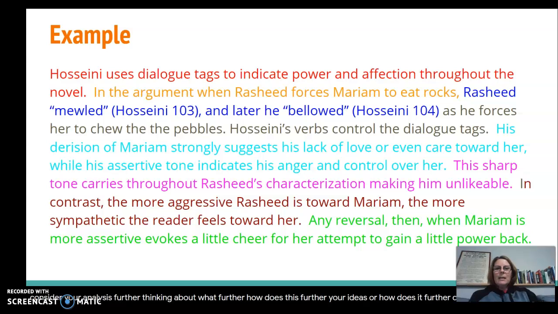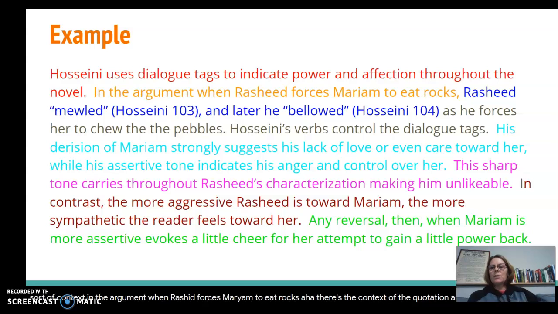So our topic sentence: Hosseini uses dialogue tags to indicate power and affection throughout the novel. That's the topic sentence. So I know that dialogue tags is my technique I'm focused on, and the implications is power, okay? Now I need to have some sort of context. In the argument, when Rashid forces Mariam to eat rocks, there's the context of the quotation, and then we get the quotation. Rashid mewled, and later he bellowed as he forces her to chew the pebbles.